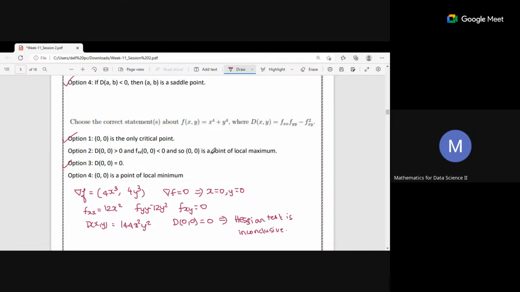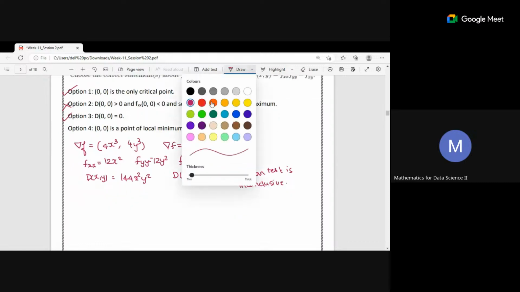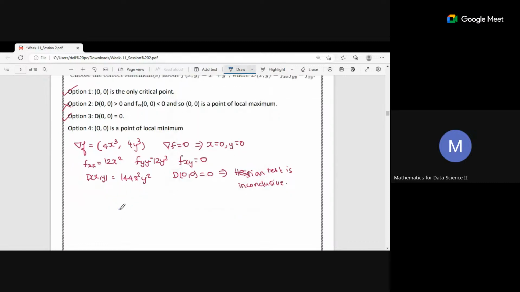So one is saying that this is a local maximum, and the other one is saying that it is a local minimum. Okay, let us see. But anyway, this option is incorrect because it is given that the d of 0, 0 is positive. So this is incorrect. The only thing we have to check is whether this is correct or not. Okay, so please listen carefully. A very simple thing, only.